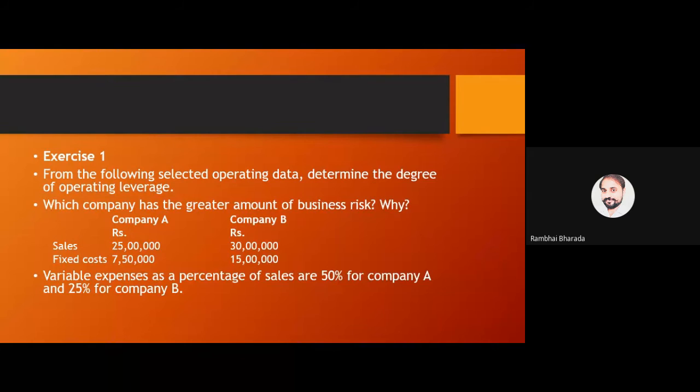Now put the formula. Your operating leverage OL is equal to C upon OP. Contribution we have found out, but operating profit is again not given to you. You need to find it. Okay, so write down here. Operating profit is equal to sales minus total cost. Your total cost means fixed cost plus variable cost.